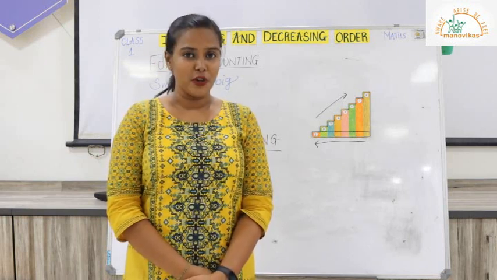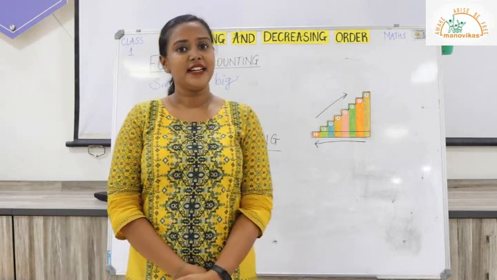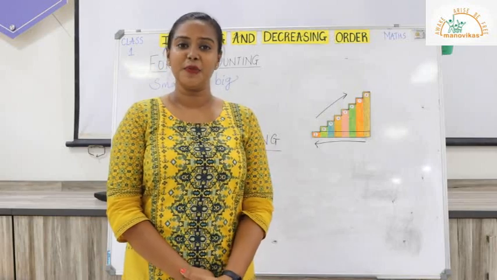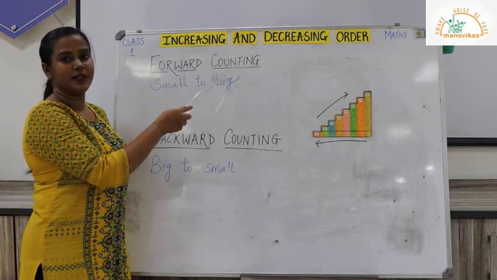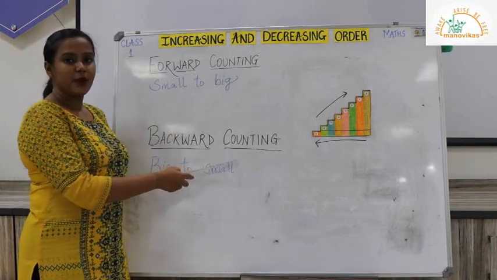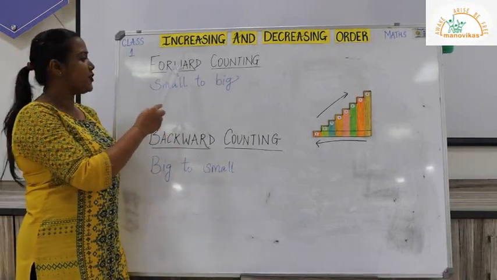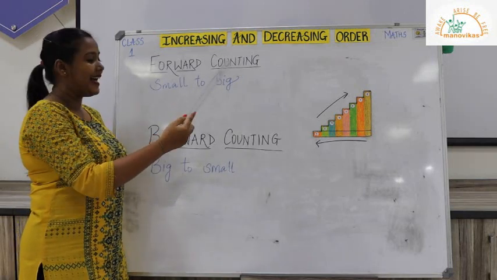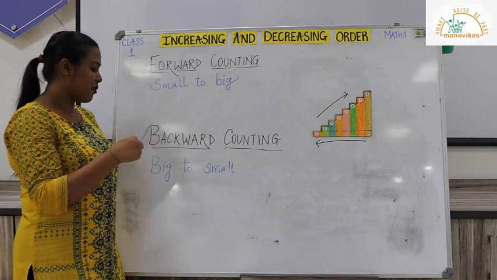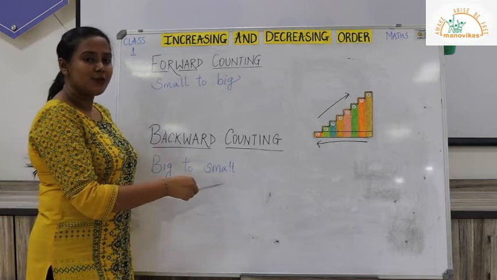So before we move on to our new topic for today, let us revise what we have learned in the previous maths video. Students, in the previous maths video, you have learned about forward counting and backward counting. Now forward counting is when you read from a small number to a big number, and backward counting is when you read from a big number to a small number.